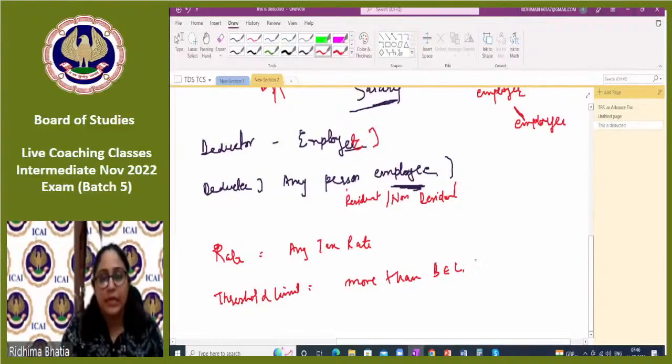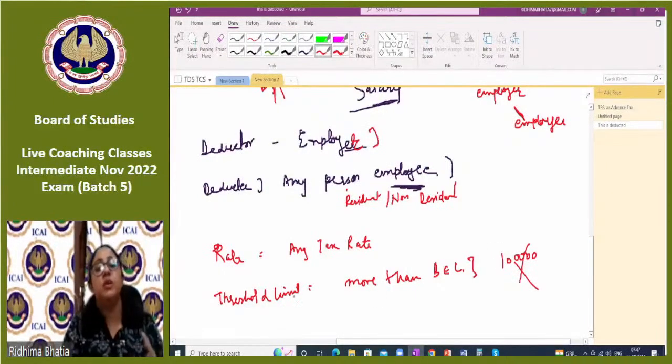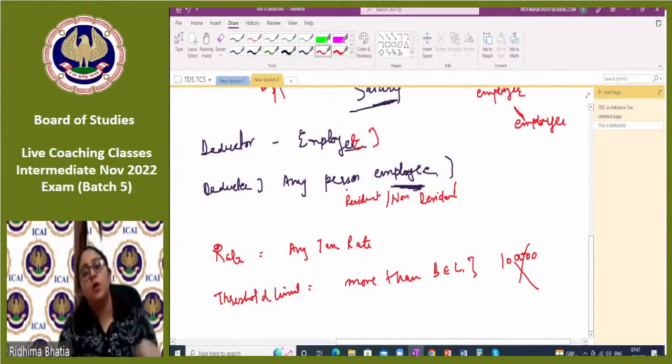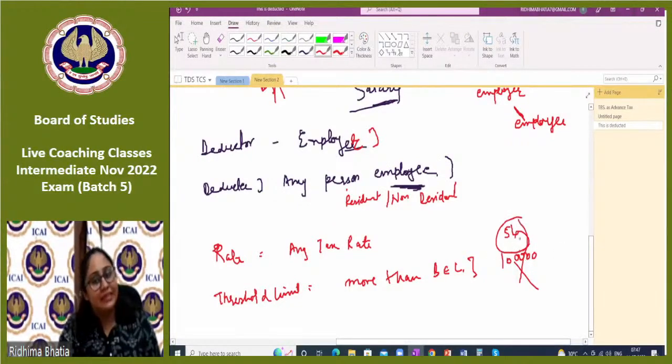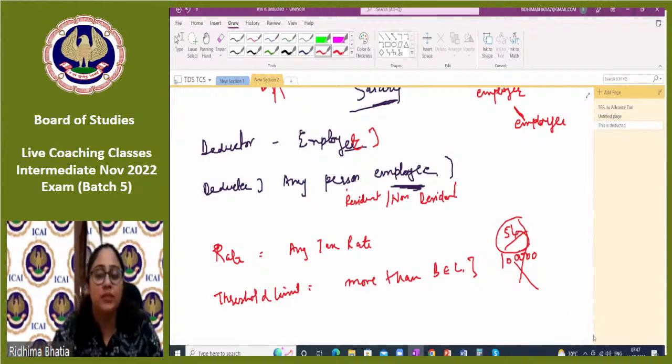Very good. Okay? So, if I'm making the payment of salary of 1 lakh, whether I have to deduct the TDS? No. Because only when the threshold limit is triggered does the employer have to deduct the TDS. If I'm making a payment of salary of 5 lakhs, do I have to deduct the TDS? Yes. But now, ma'am, how is the TDS computed under salary?